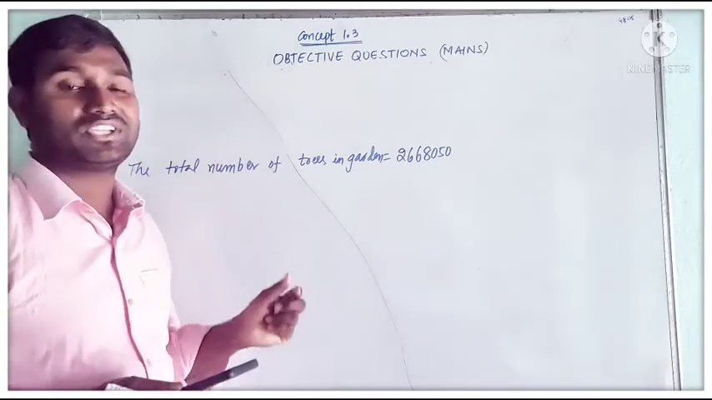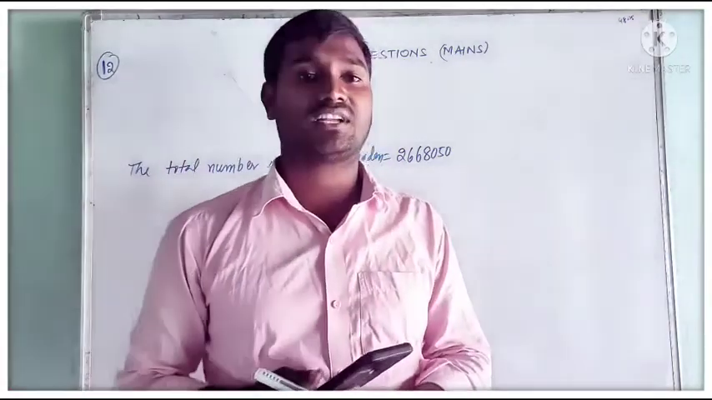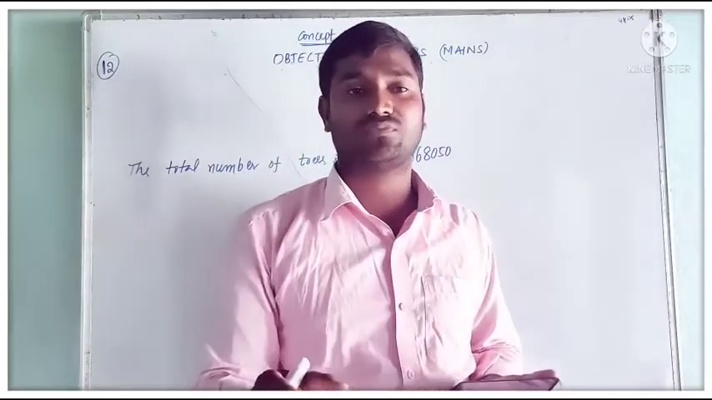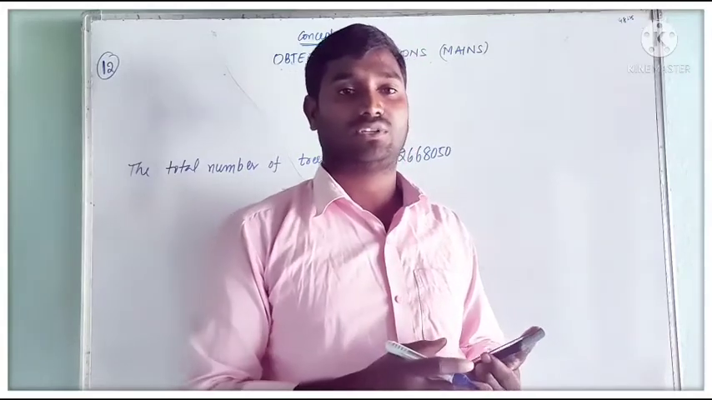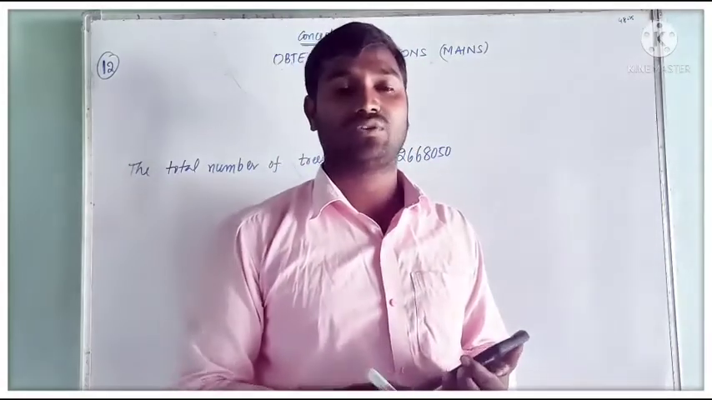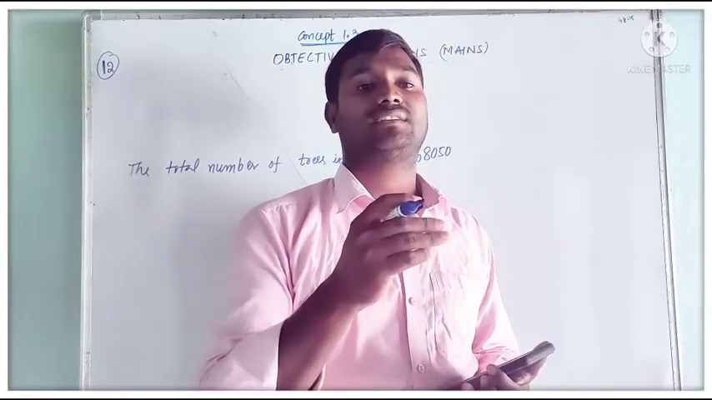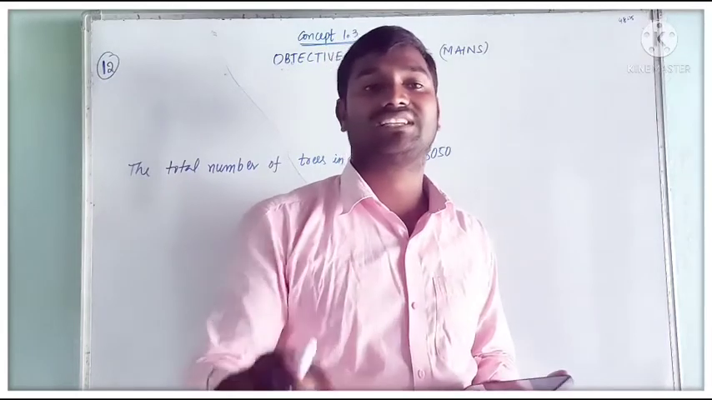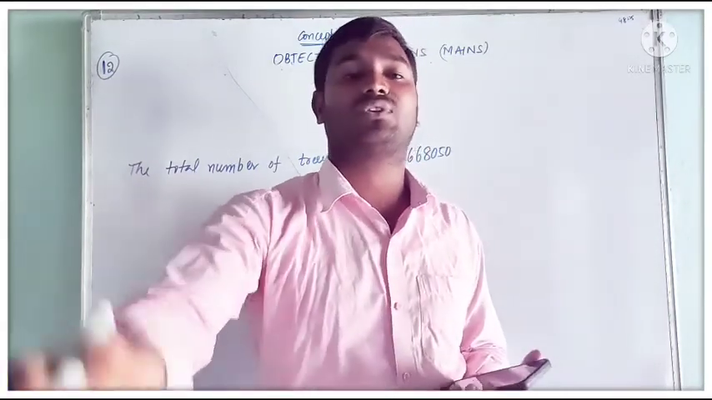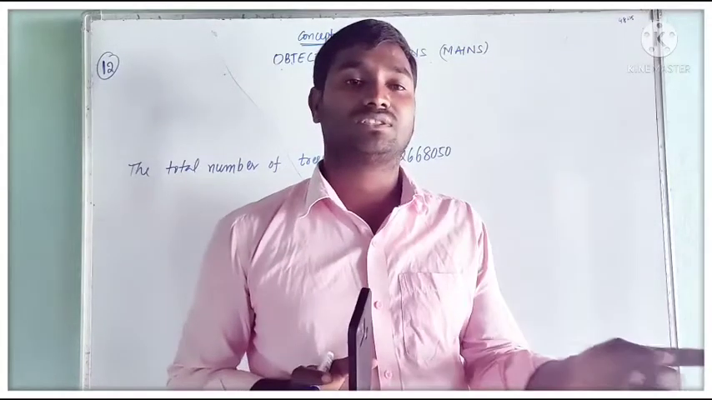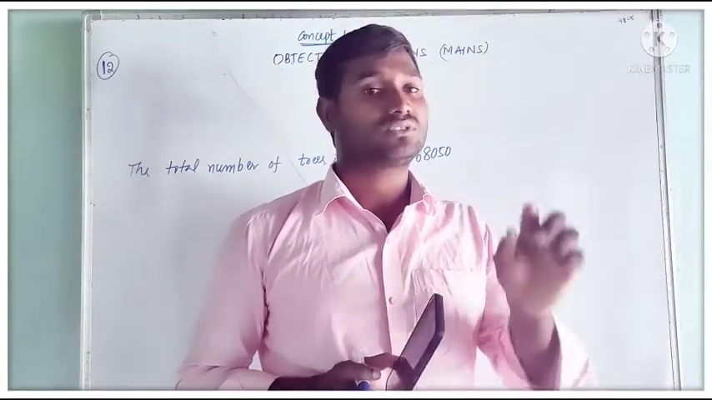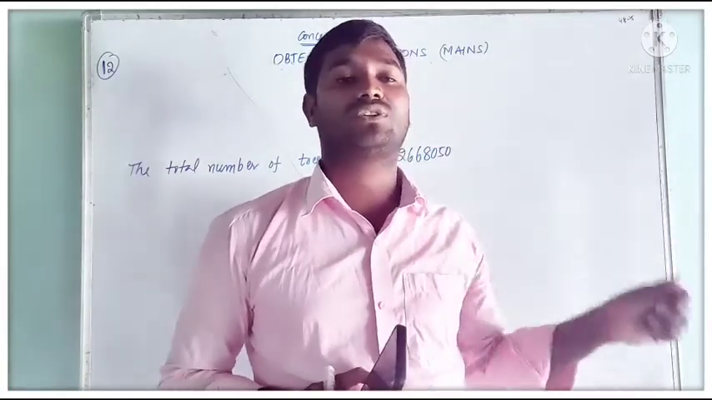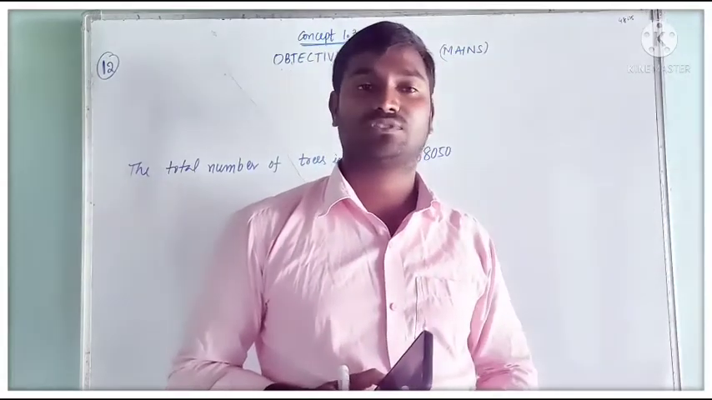Before going to that sum, I am just going to give one example. Suppose in a classroom we have 10 rows. In each row there are 5 students. So the total strength of the class equals the number of rows into the number of students in each row. That is 10 rows and each row 5 students, so 5 into 10, the total strength is 50 students.